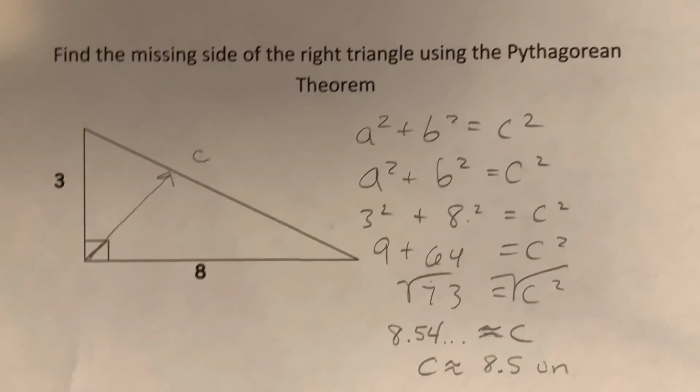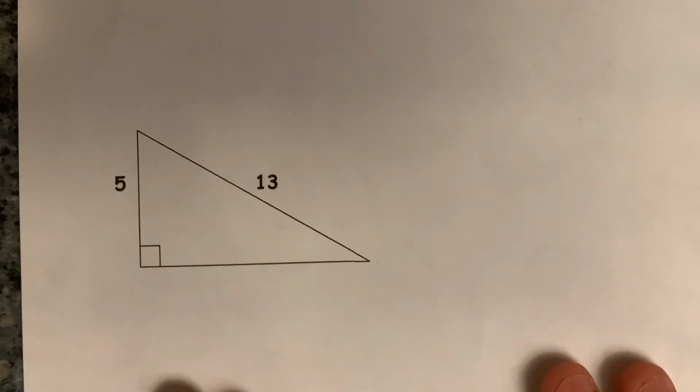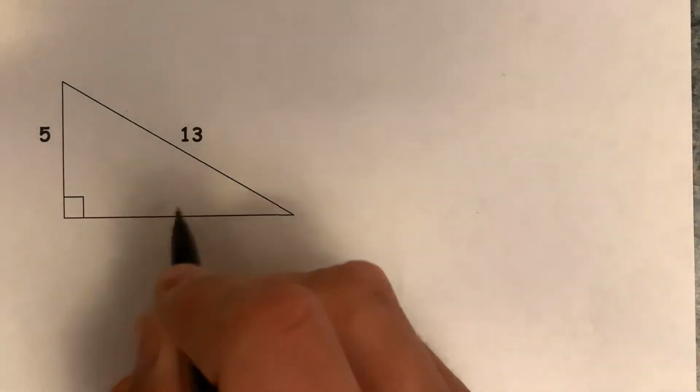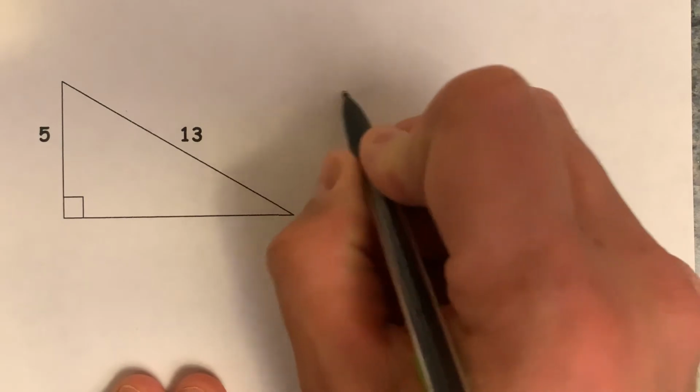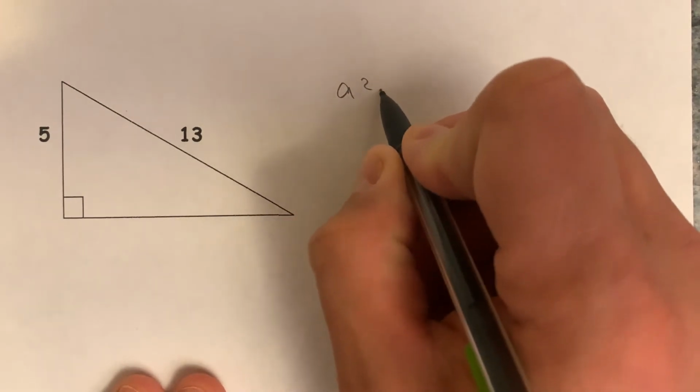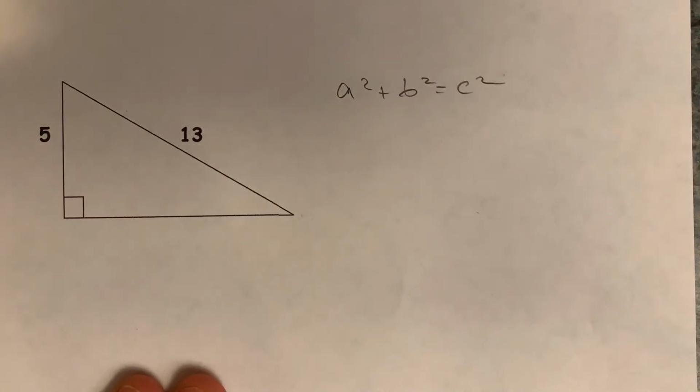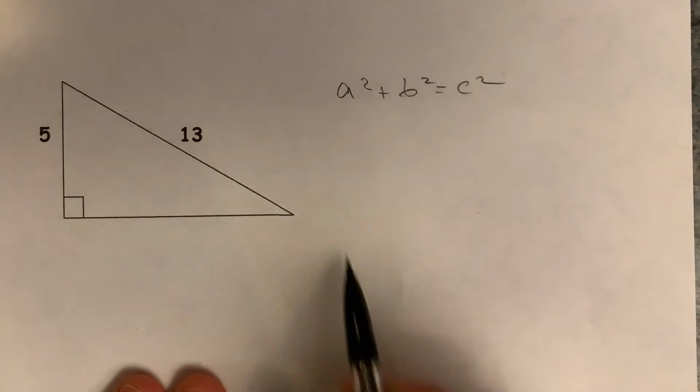Now we're going to do one that's a little different. This one's not going to have C missing this time. So we have something else missing. So let's try this one. Here we can see that there's the same process. We're going to use the a squared plus b squared equals c squared. That's our Pythagorean theorem that Pythagoras so generously created many years ago, 2,500 years ago.